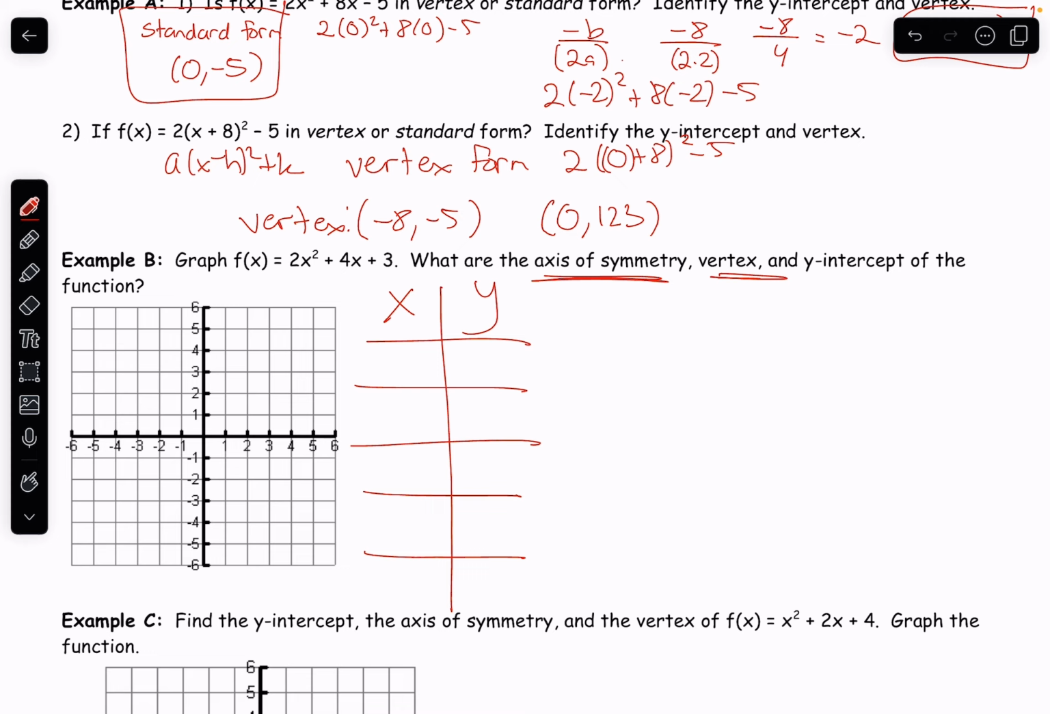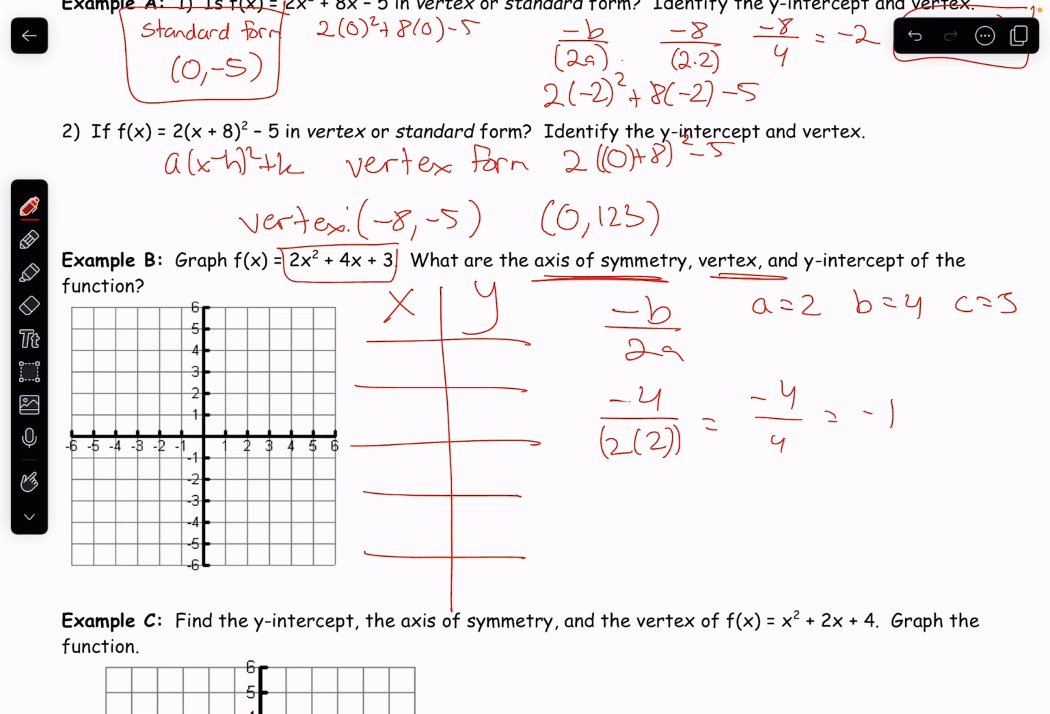So in order to do that, well, I guess first we should point out that this is in standard form, right? So because it's in standard form, we can't get the vertex just from looking at it. We got to go do the negative b over 2a thing. So looking here, my a value is 2, my b value is 4, and my c value is 3. So my negative b is going to be the opposite of b, so I get a negative 4 all over, and then I'm going to do 2 times a, which is 2 times 2. That gives me negative 4 over 4, which gives me negative 1. So that is my axis of symmetry, and that is also the x value of my vertex.